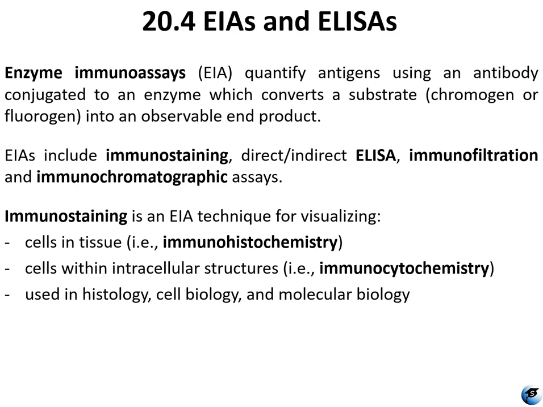Okay. EIAs include immunostaining, direct and indirect ELISAs, immunofiltration, immunochromatographic assays. Immunostaining is a technique that's used for visualizing cells inside of tissues. So this is your immunohistochemistry. Cells inside of structures like intracellular structures. So this is immunocytochemistry. Immunostaining is also used in histology, cell biology, and also in molecular biology.